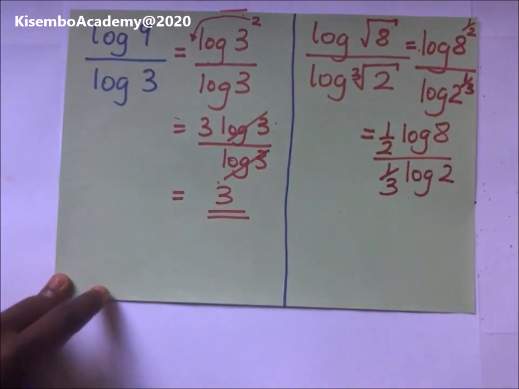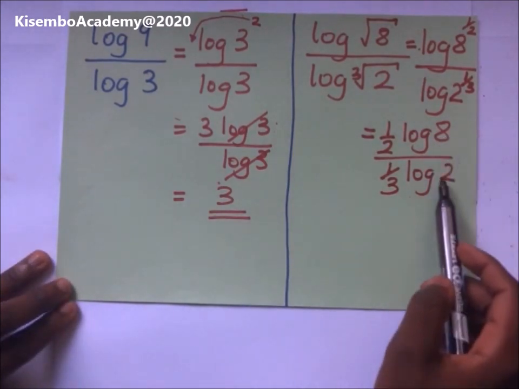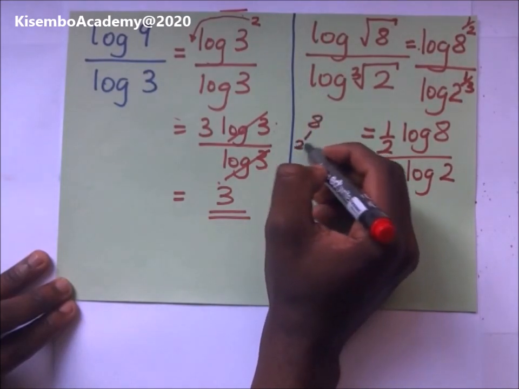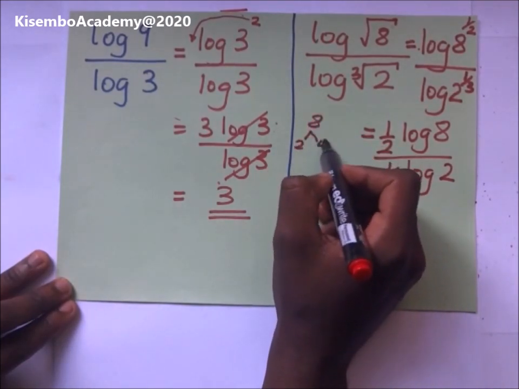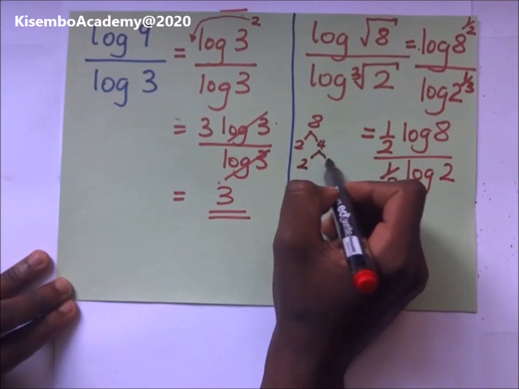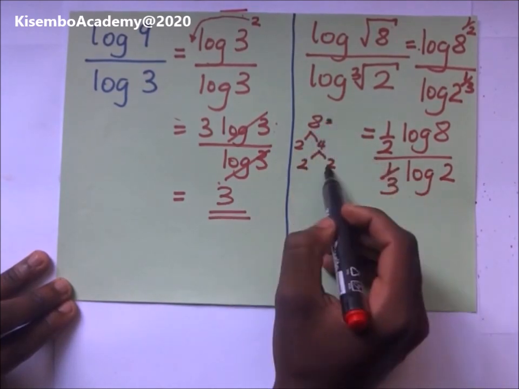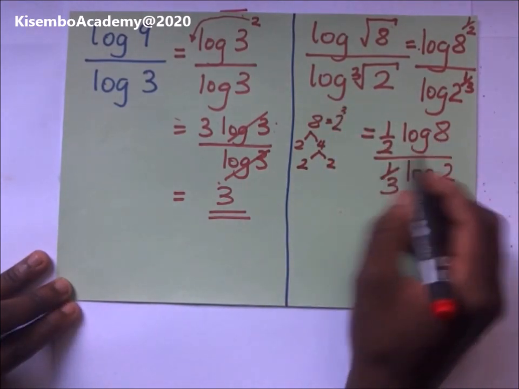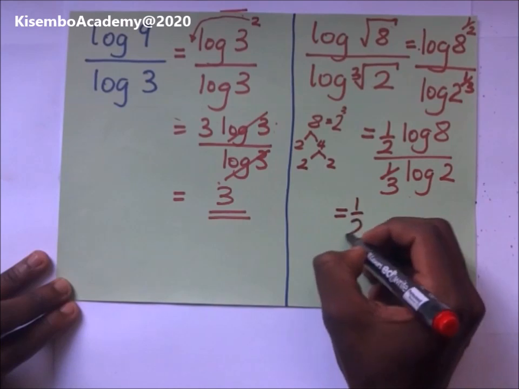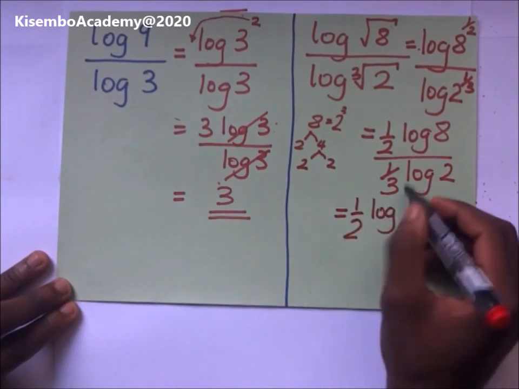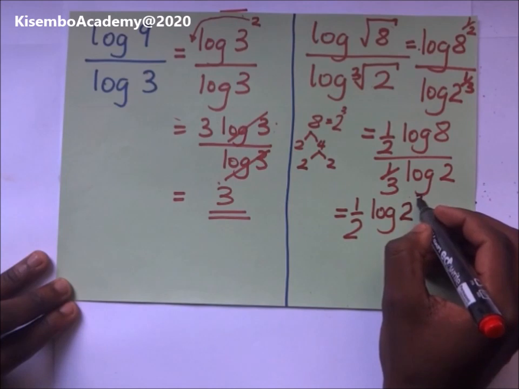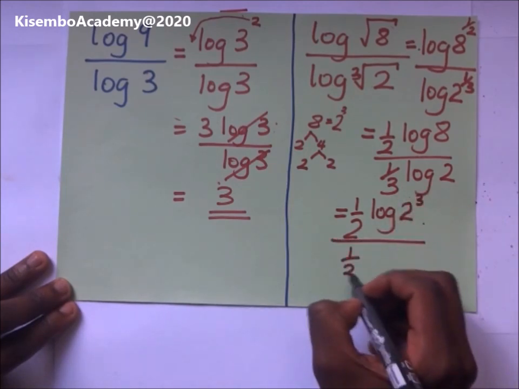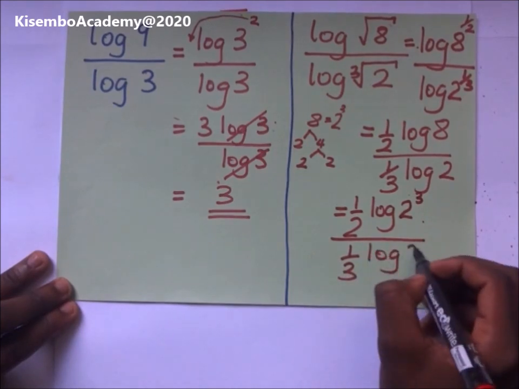Now when you look at 8, if you were to factorize 8, when you divide 8 by 2 you get 4. When you divide 4 by 2 you get 2. So it means 8 is the same as 2 to the power 3, and you can replace it with 2 to the power 3. So this is the same as a half times the logarithm of 2 to the power 3, divided by a third times the logarithm of 2.